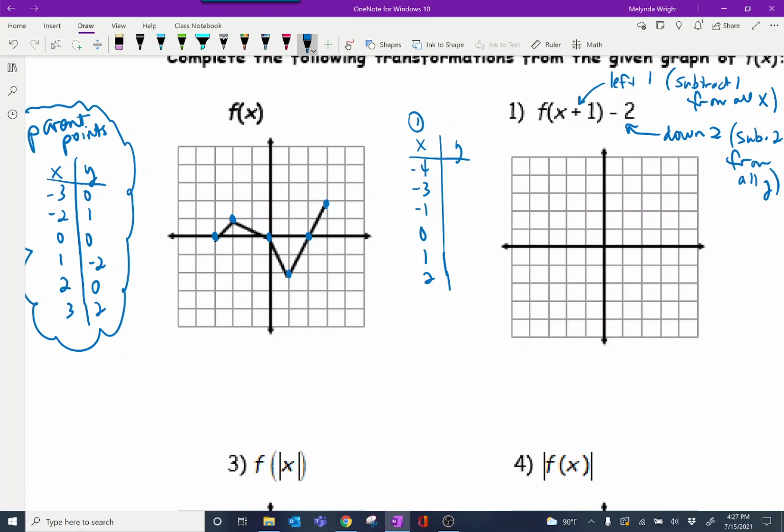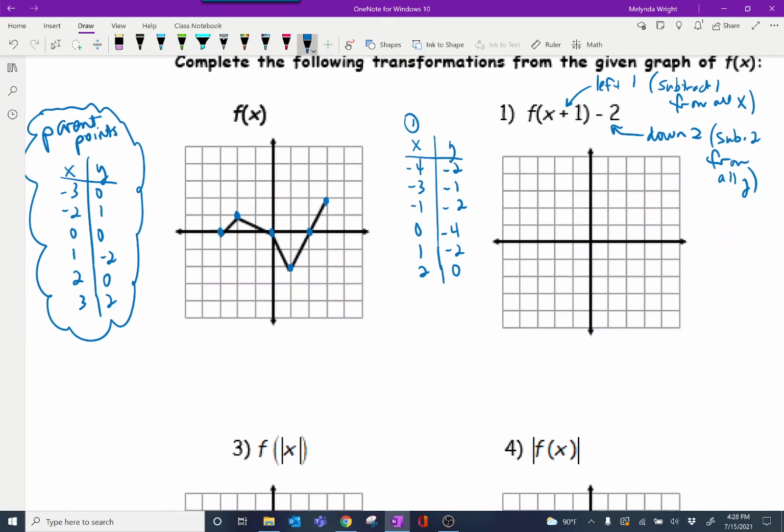Okay, so now let's take the y values, and we're going to subtract 2 from all the y values. So 0 minus 2 is -2. 1 minus 2 is -1. 0 minus 2 is -2. -2 minus 2 is -4. 0 minus 2 and 2 minus 2. Okay. So once we have the transformed points, really all we have to do is graph these points and then connect them together, and we have our new graph.